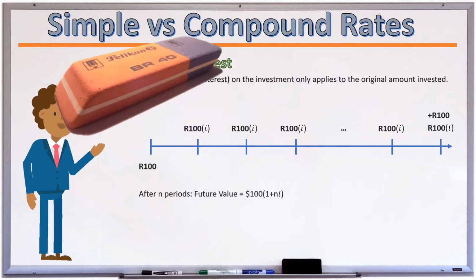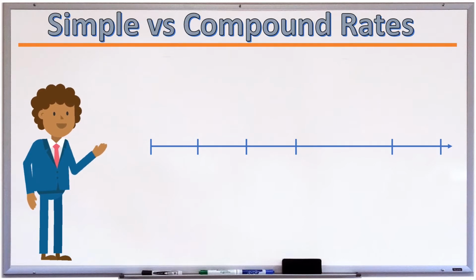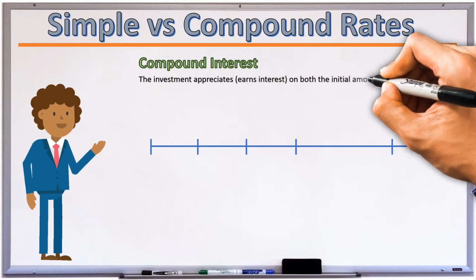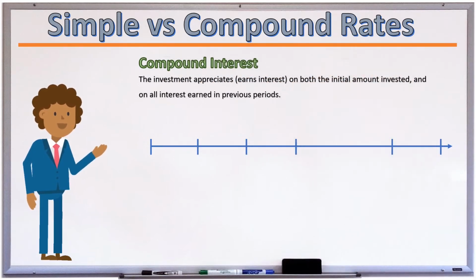Compound rates. For a compound interest rate, we assume that after an investment has appreciated at the end of a period, it earns interest on both the initial amount invested and additionally on the interest earned in previous periods. In other words, if an investor were to invest 100 Rand in an account paying a compound rate of i per period, then after one period the investor would have an investment worth 100 plus the interest earned on the initial 100 invested. In other words, 100 times (1 + i).